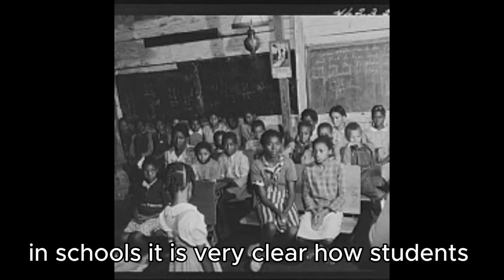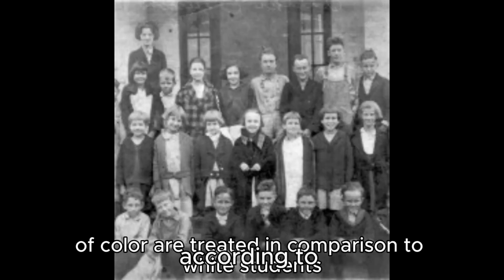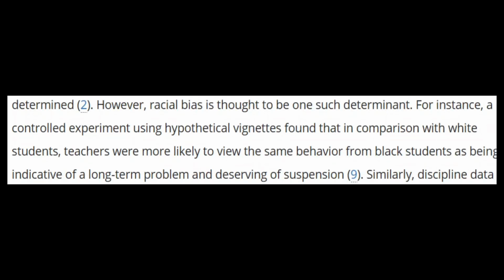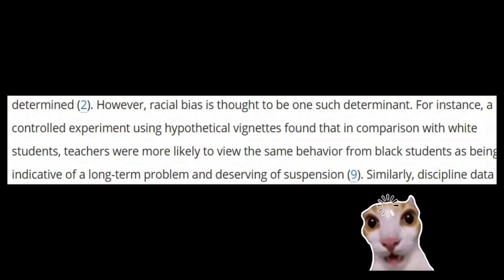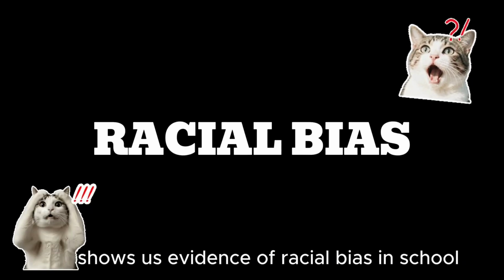In schools, it is very clear how students of color are treated in comparison to white students. According to the study, racial disparities in school-based disciplinary actions are associated with county-level rates of racial bias. They state, for instance, a controlled experiment using hypothetical vignettes found that in comparison with white students, teachers were more likely to view the same behavior from Black students as being indicative of a long-term problem and deserving suspension. This shows us evidence of racial bias in school.